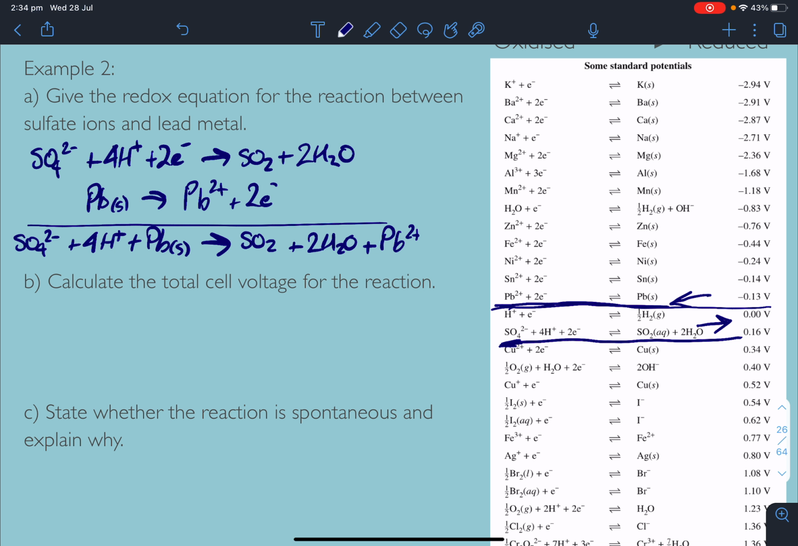Calculate the total cell voltage. Our formula: E naught cell, or total, is E of the reduction minus E of the oxidation, so we've got redox the right way. Which equals, our reduction is our sulfate going to sulfur dioxide, which is positive 0.16 volts, minus our oxidation, lead, negative 0.13.